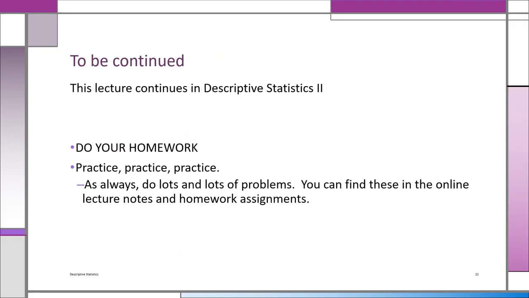This topic will be continued in the next lecture on descriptive statistics. Remember, the best way to learn this material is to do a lot of homework. Find as many problems as you can and practice, practice, practice.